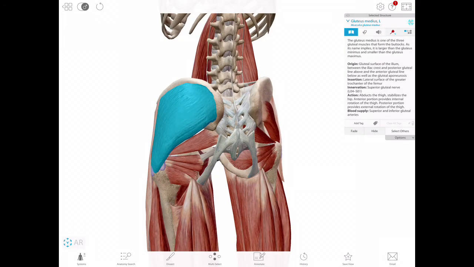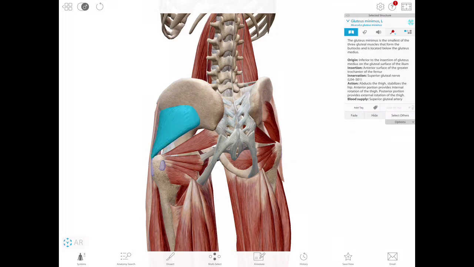Right here we have the gluteus medius, which originates on the outer surface of the ilium and inserts on the lateral surface of the greater trochanter. This helps with hip abduction. Now we see the gluteus minimus. This originates on the lateral surface of the ilium and inserts on the anterior surface of the greater trochanter. It helps with hip abduction and medial rotation.